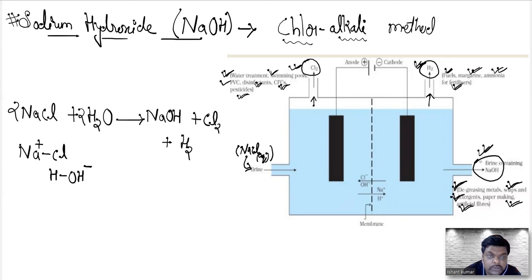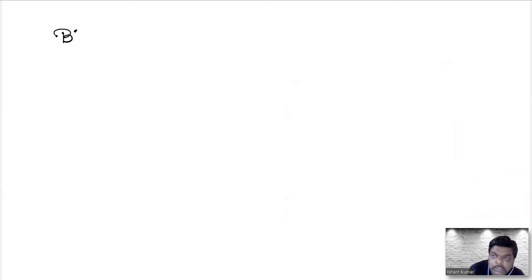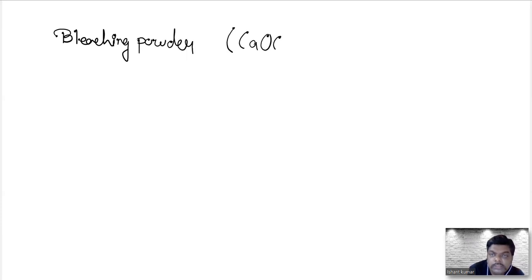So these are the uses of chlorine, hydrogen gas, and NaOH, sodium hydroxide, which are produced by the chloralkali method. Next, we will talk about the next type of product which is important in our daily life, in our next class, in which we are going to study bleaching powder, CaOCl2. We will see how we produce this bleaching powder.